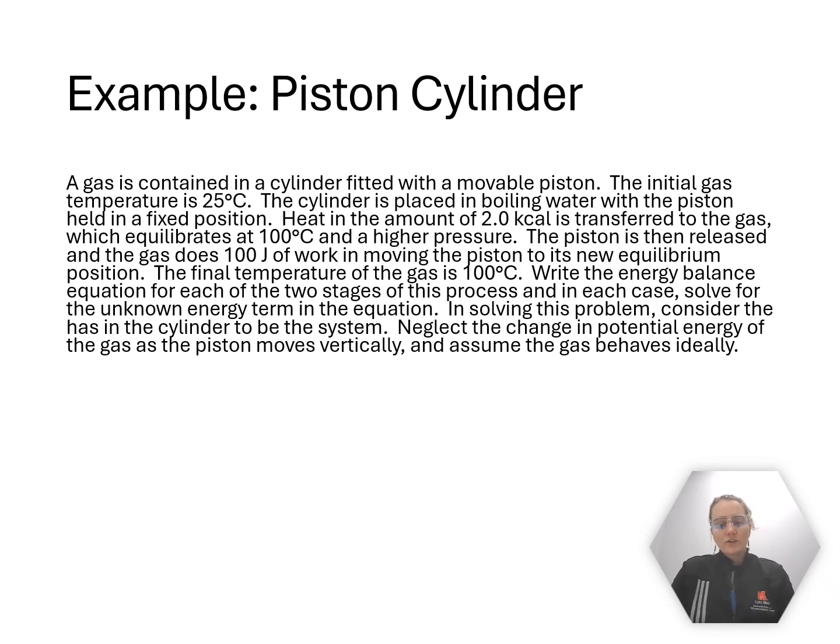Okay, a very classic energy example is to use a piston cylinder. You'll see this a lot when you get to thermodynamics. So basically what happens is we have a gas that's contained in a cylinder. We have a movable piston that moves up and down. We have an initial state where the gas is at 25 degrees Celsius. The cylinder is placed in boiling water with the piston held in a fixed position. Heat in the amount of 2 kilocalories is transferred to the gas, and then it equilibrates at 100 degrees Celsius and a higher pressure. So there is an initial step where we move from the initial phase and then we increase temperature.